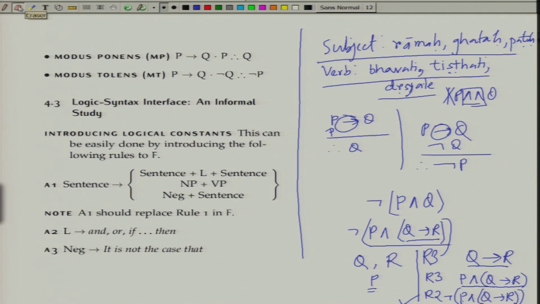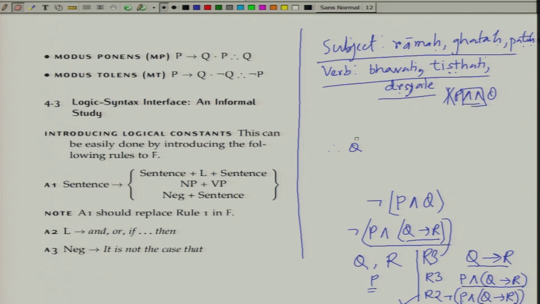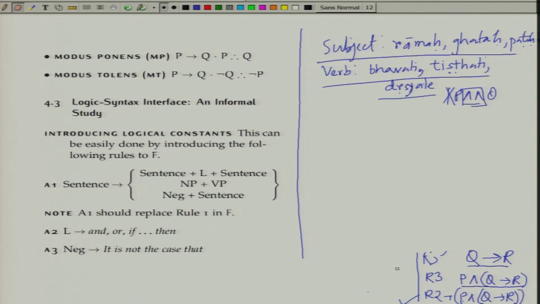Just need to make space and erase a bit of it. Yes, so here we need to add a few more rules to the syntactic rules, and note that these rules were not added by Chomsky in Syntactic Structures. I just added these rules for the sake of convenience, so that we can do a little bit of natural language deduction in our sessions. So we'll get there.